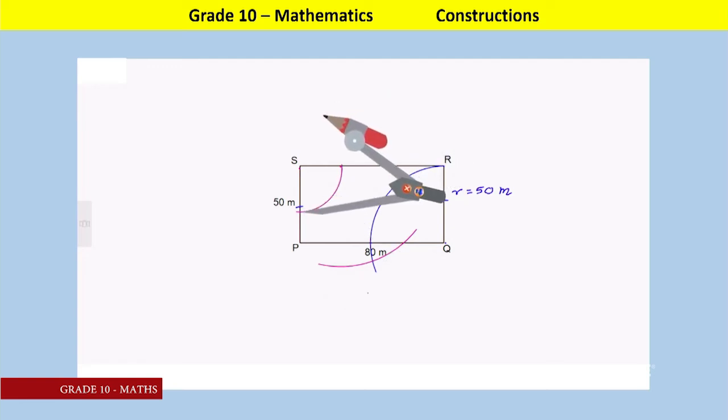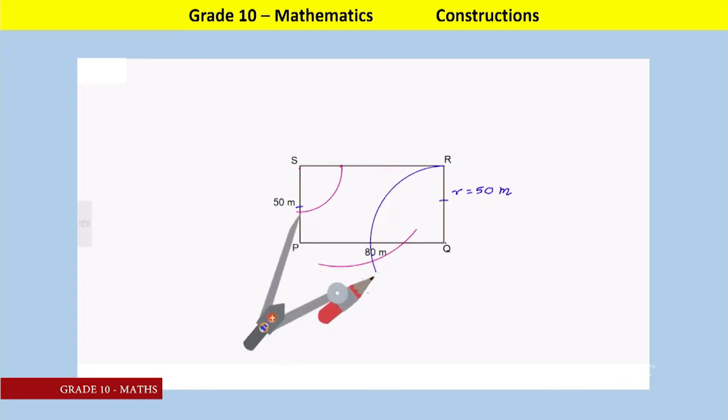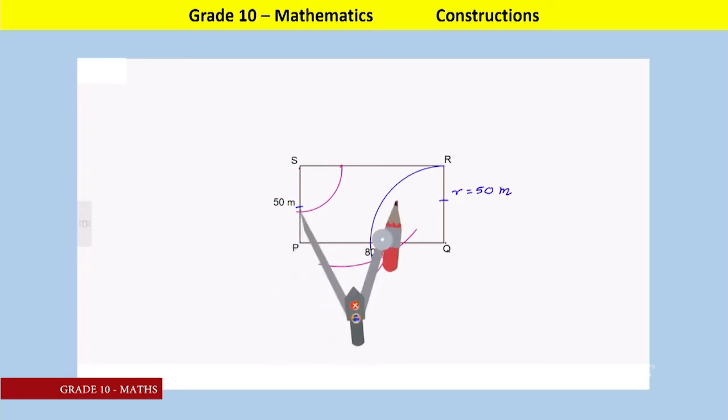Don't change the radius. Keep the steel point on the new point. Draw an arc to intersect the earlier arc. Still we can't find a place. So, keep the steel point correctly. Draw an arc. Now, here we found that new point. Let's join S and the new point. So, that is the angle bisector of PSR.